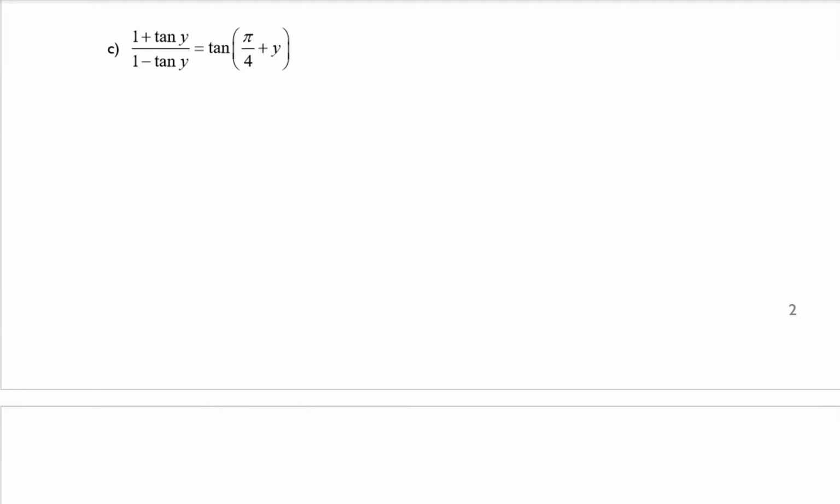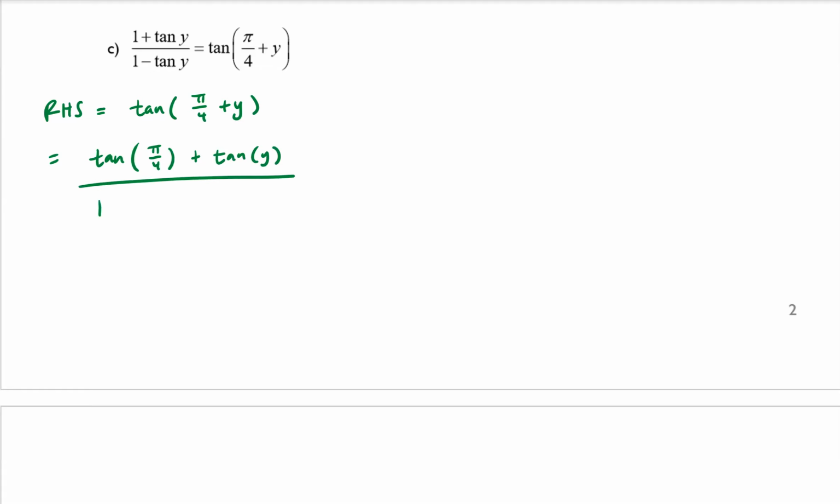All right, so part C wants us to show that 1 plus tangent of y over 1 minus tangent of y is equal to tangent of pi over 4 plus y. I think that we should start off with the right-hand side because we can use the sum formula for tangent. So we have tangent of pi over 4 plus y, and I'm going to replace that just using the formula that we have up above. So this is going to be tangent of pi over 4 plus tangent of y divided by 1 minus tangent of pi over 4 times tangent of y.